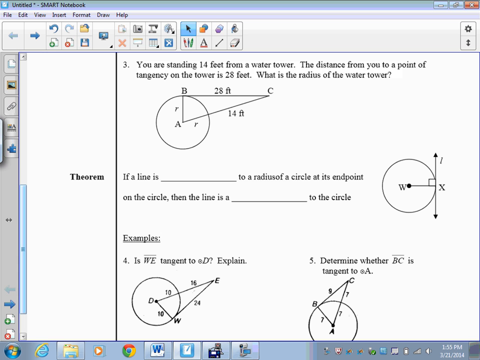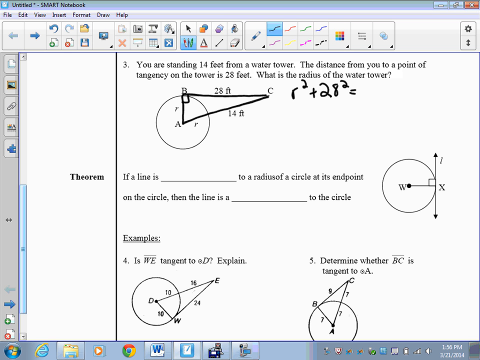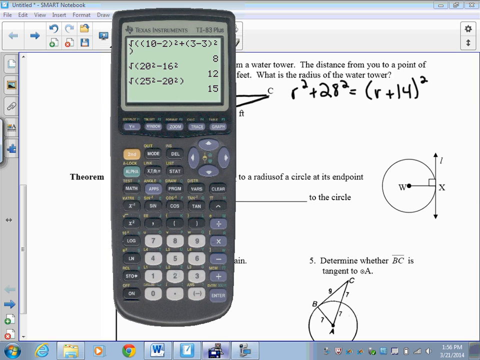So number 3 says you are standing 14 feet from a water tower. The distance from you to the point of tangency on the tower is 28 feet. What is the radius of the water tower? So again, we have a right triangle here. This one's going to be a little bit more complicated. It should be easy to see that our legs are going to be r squared plus 28 squared. But our hypotenuse is going to be r plus 14. We're going to need to take that quantity squared. We're going to need to recall a little bit of algebra to finish solving this problem.